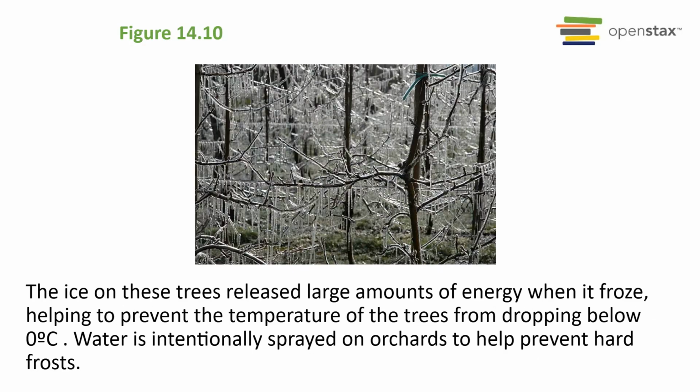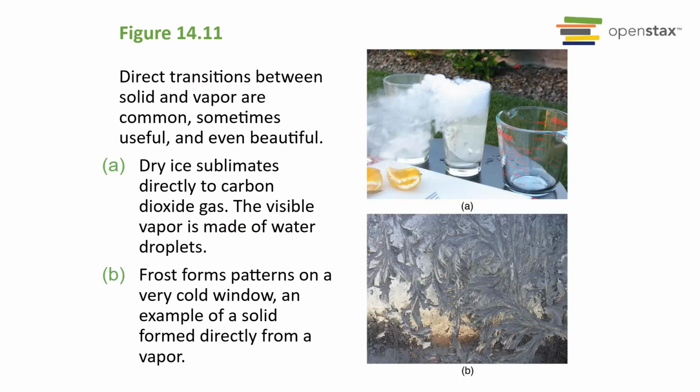Ice on these trees released large amounts of energy when it froze, helping to prevent the temperature of the trees from dropping below 0 degrees Celsius. Water is intentionally sprayed on orchards to prevent hard frost. Lastly, direct transitions between solid and vapor are common, sometimes useful, and even beautiful.